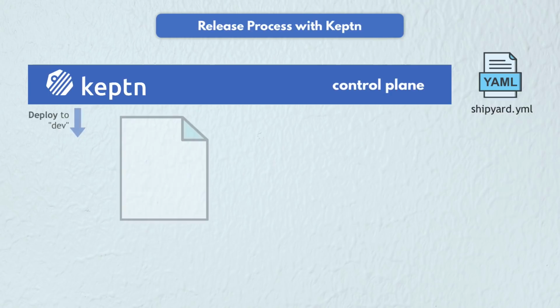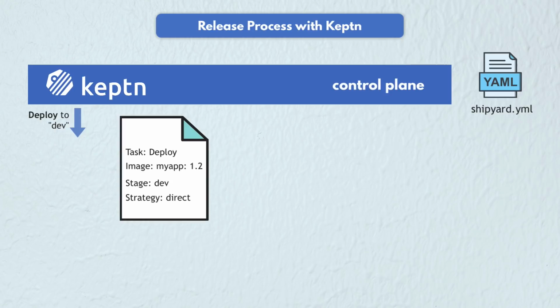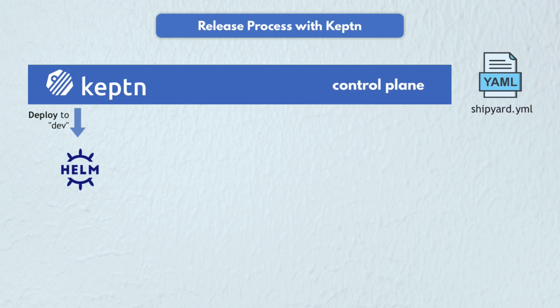So Keptn triggers the event for the first task, like deploy to development with a direct deployment strategy for this service with image version 1.2. So all this information will be in the event. A Helm service that is listening for that event will say, I can do that, and deploys the new version to the development environment. Once Helm completes the deployment, it sends back an event to Keptn saying, I'm done, here are the results of the deployment, or the status of the deployment.